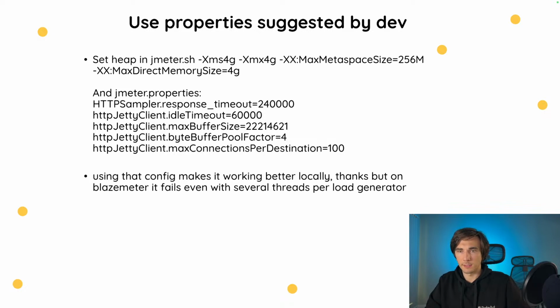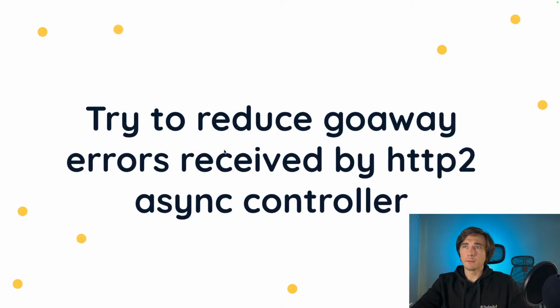So yeah, that's kind of the problem when JMeter is using all available memory on the instance. So I used this config. It helped; locally it started working better, but on BlazeMeter it was still failing, unfortunately. So I tried to reduce.